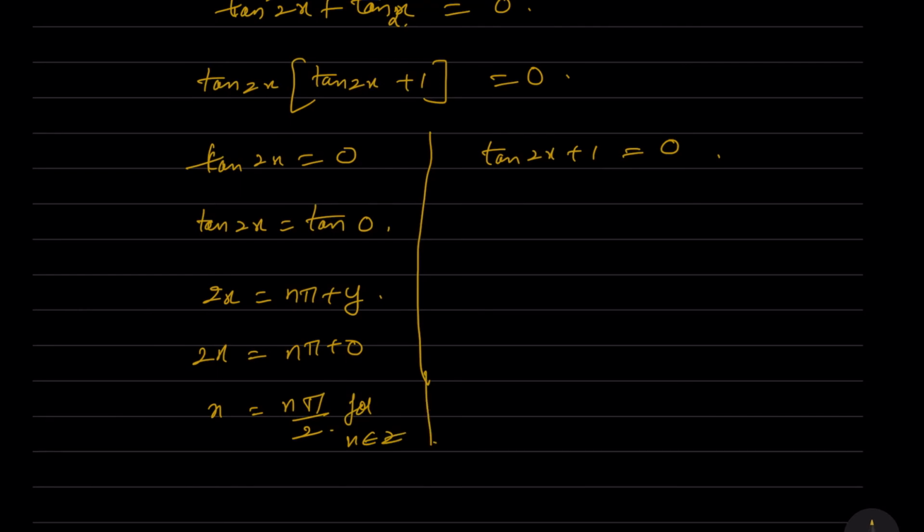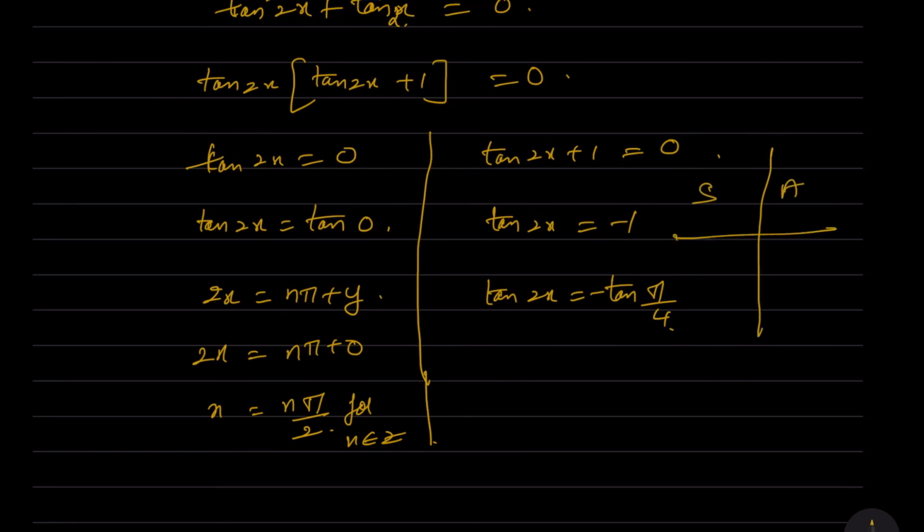The next one you have here, tan 2x is equal to minus 1, or tan 2x is equal to minus of tan pi by 4, which is nothing but 1. So where are you getting this? Again you apply the quadrants rule, that is, all silver tea cups. So where is it negative? In the second and the fourth quadrant.